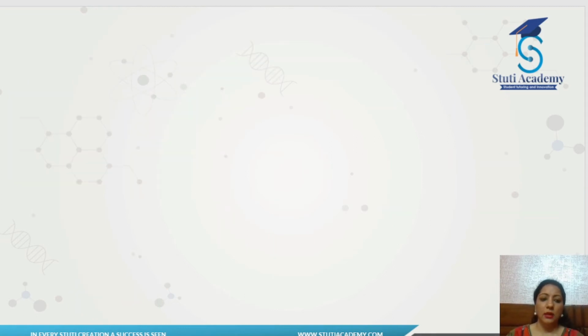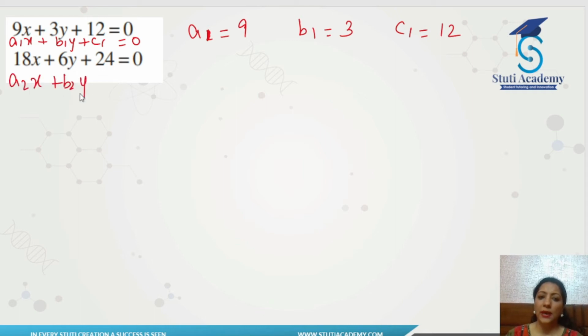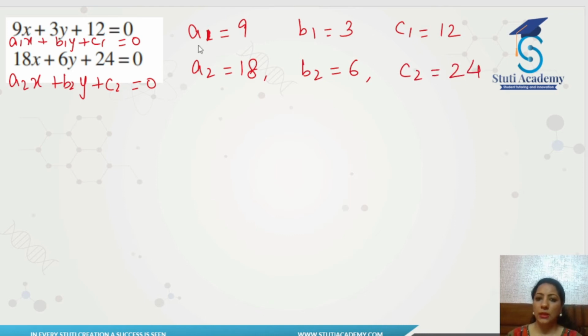Now, let us discuss this one. Here also we are going to first compare this with a1x plus b1y plus c1 equal to 0. So we'll get a1 here as 9, b1 3, c1 12. We'll compare this with a2x plus b2y plus c2 equal to 0. We will get a2 as 18, b2 6 and c2 24.